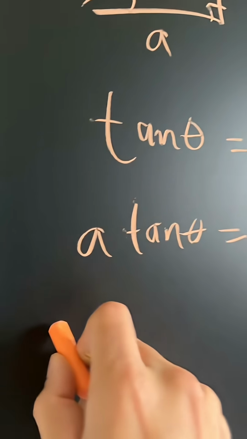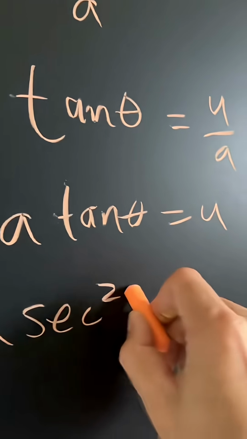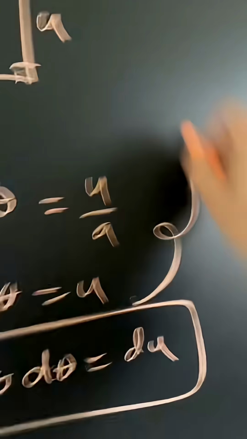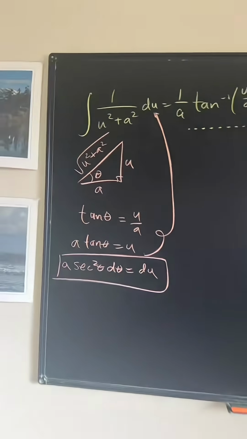Okay, perfect. So now let's find our differential. We're going to take the derivative of this. This is secant squared theta d theta is equal to du. So we have officially found the value that we're going to plug in for our differential, which is going to be up there.